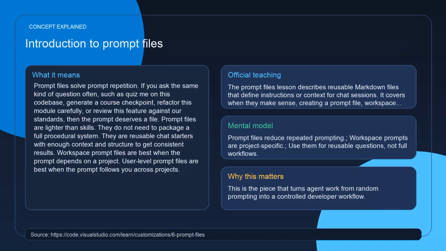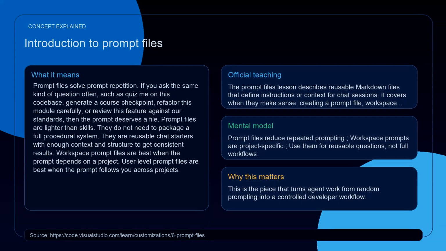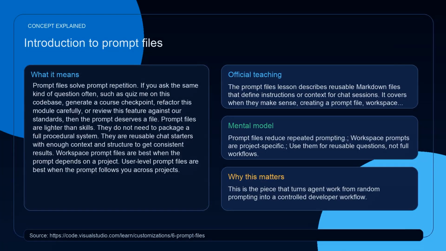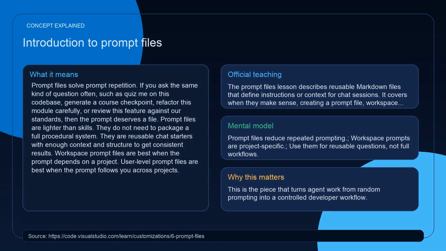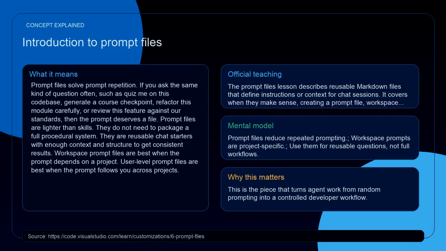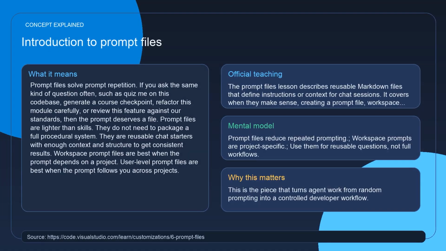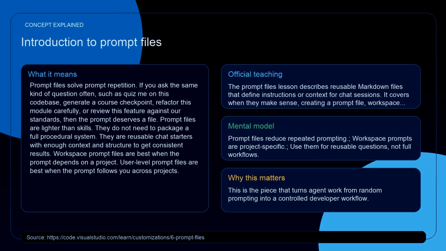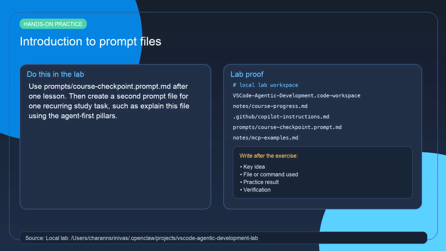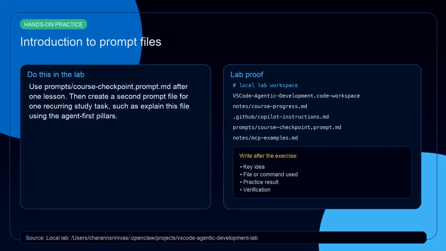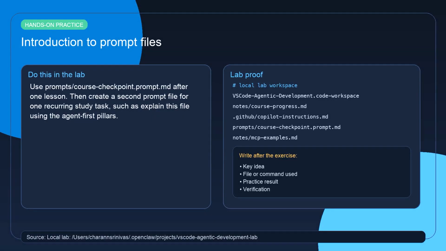Prompt files solve prompt repetition. If you ask the same kind of question often, such as quiz me on this codebase, generate a course checkpoint, refactor this module carefully, or review this feature against our standards, then the prompt deserves a file. Prompt files are lighter than skills. They do not need to package a full procedural system. They are reusable chat starters with enough context and structure to get consistent results. Workspace prompt files are best when the prompt depends on a project. User-level prompt files are best when the prompt follows you across projects.